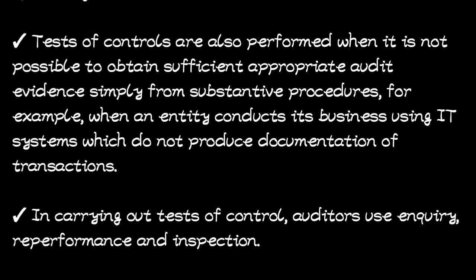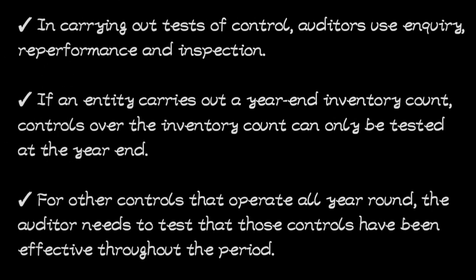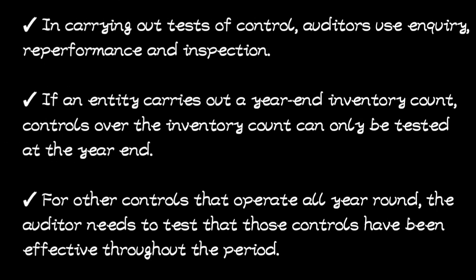Then they also use inspection. They inspect the records and physical assets. For example, if an entity carries out a year-end inventory count, like they count inventory at the end of the financial year, controls over the inventory count can only be tested at the year end. The process that they go through to count inventory can only be tested at the end of the financial year, since inventory is counted then.